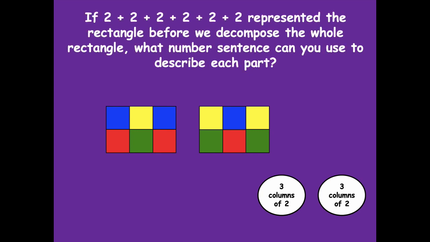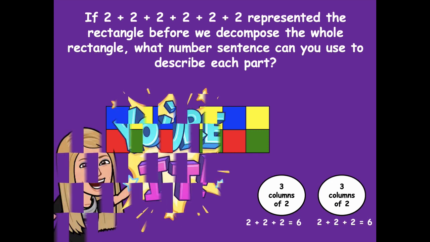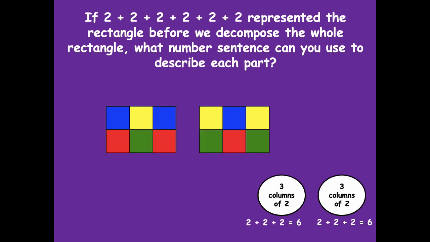All right, so if 2 plus 2 plus 2 plus 2 plus 2 plus 2 represented the rectangle before we decompose the whole rectangle, what number sentence can you use to describe each part? Yep, 2 plus 2 plus 2 equals 6. That would be the same for both. So you guys can pause the video and write that in, or we could just follow along. It's okay.